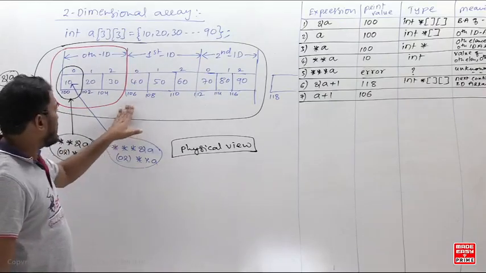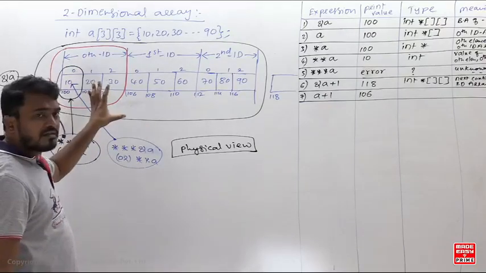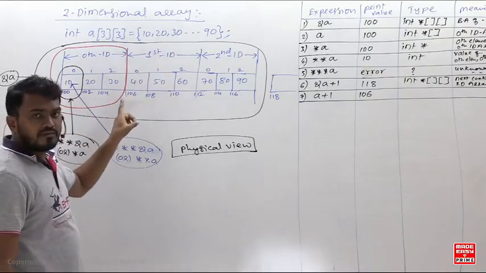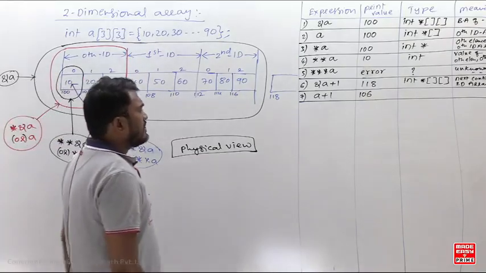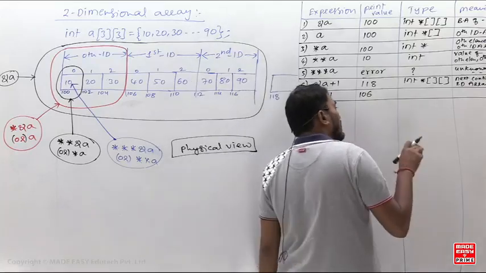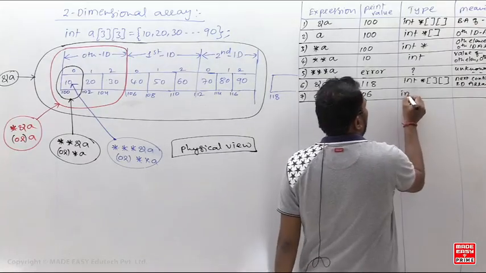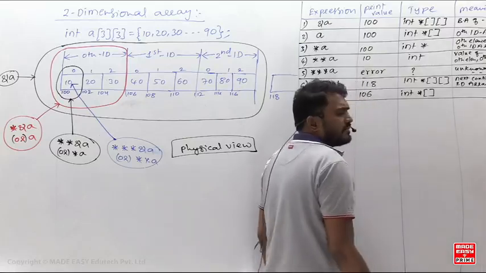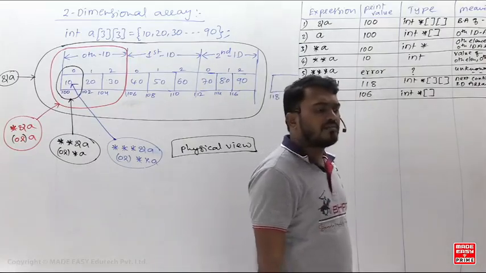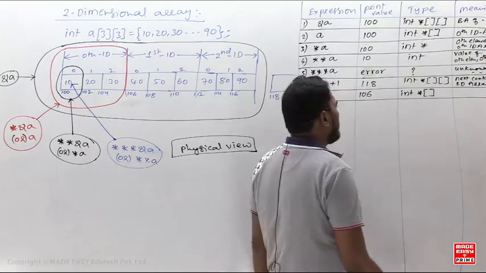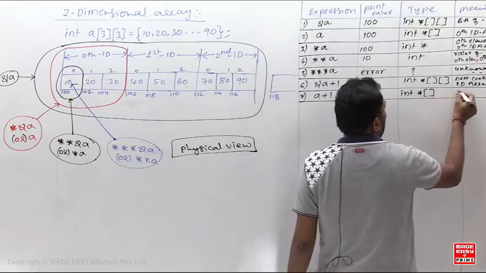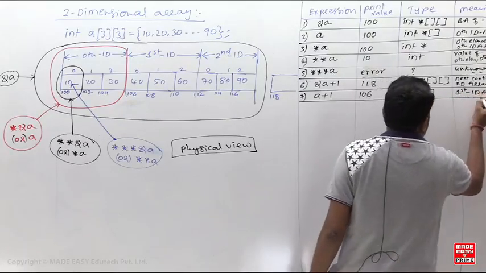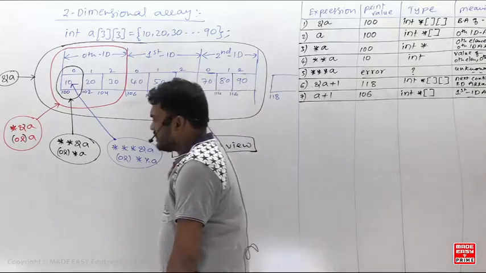If I say plus 1, it will jump according to 1D array size. A plus 1 means it is pointing to first 1D array. Because it is pointing to first 1D array, the type will be int star single braces. So base address of what? Base address of the first 1D array.